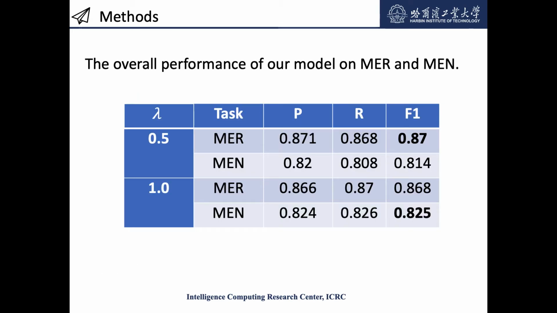The overall performance of our model on MER and MEN is shown as follows. When the loss weight lambda is 0.5, we got the best performance of MER, with an F1 score of 0.87. When the loss weight is 1, we achieve the best result of MEN, with an F1 score of 0.825.